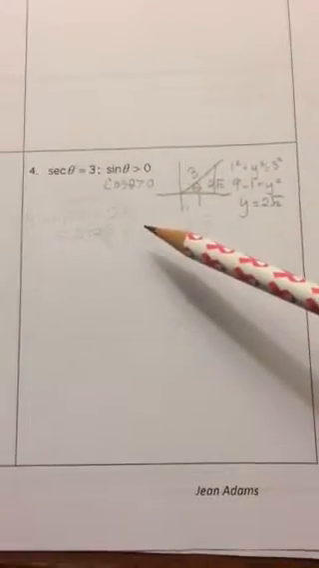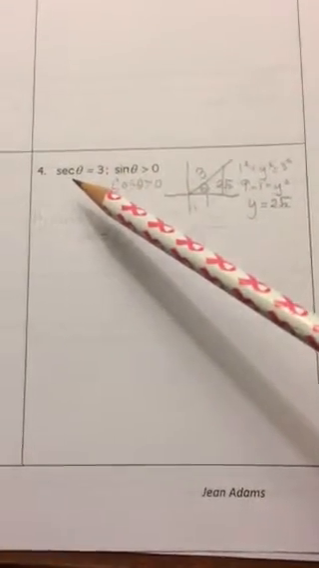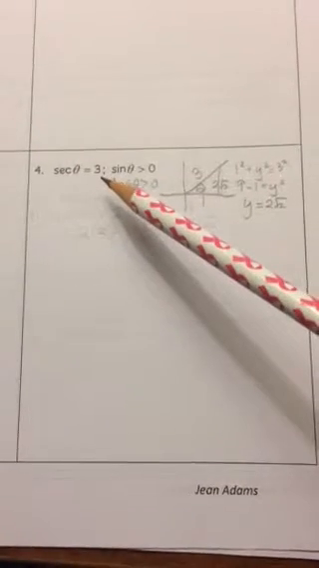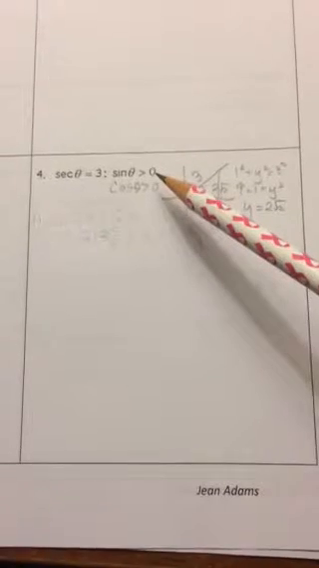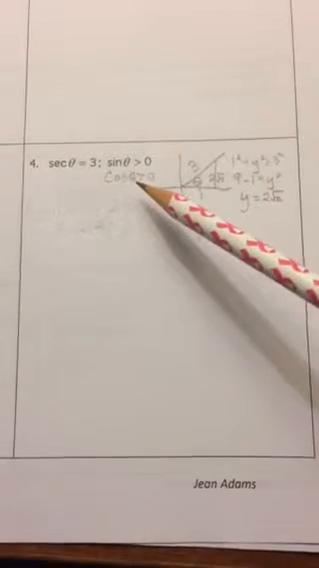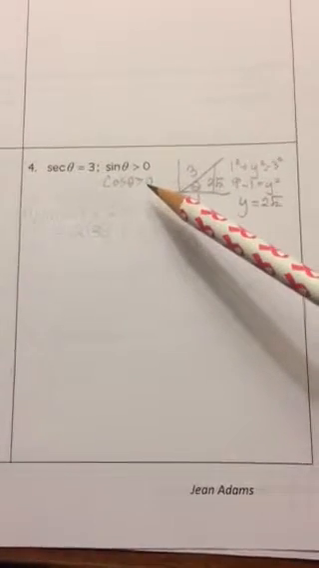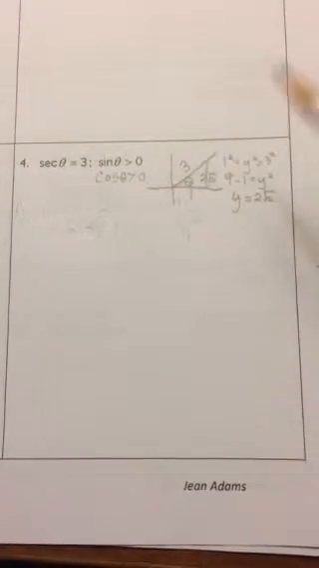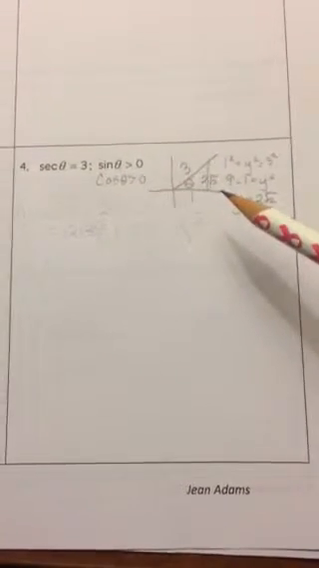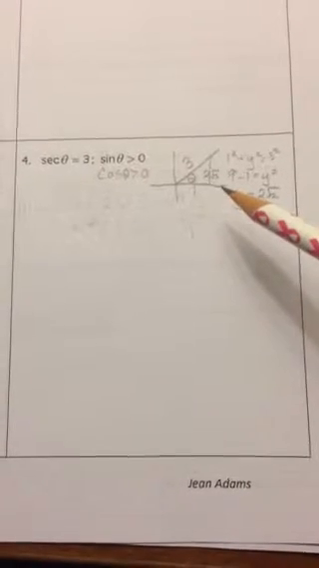Okay, so the work I've already done and erased part of it because this is take 2. The given says secant theta equals 3, and that the sine of theta is greater than 0. But after considering my own work in the key, the information that I also want to add is that the cosine of theta needs to be greater than 0. In other words, the sine and the cosine are both positive, and that would restrict my theta to quadrant 1.